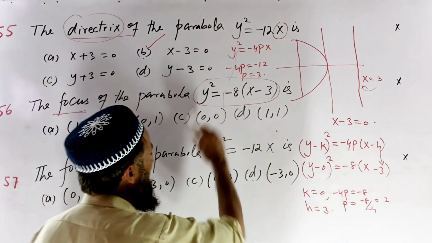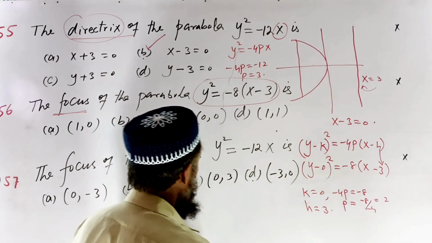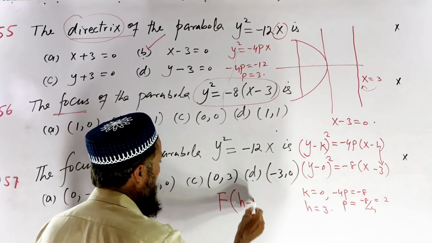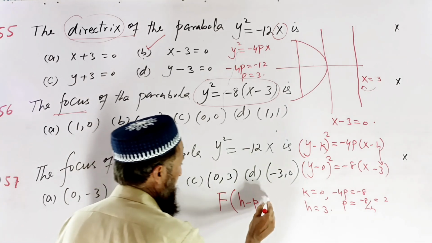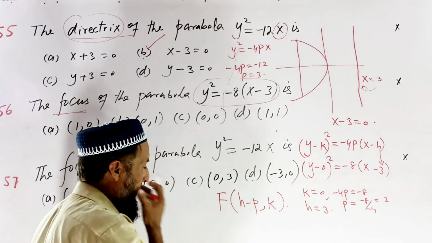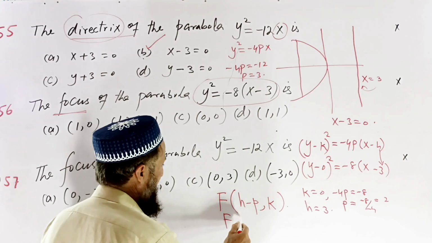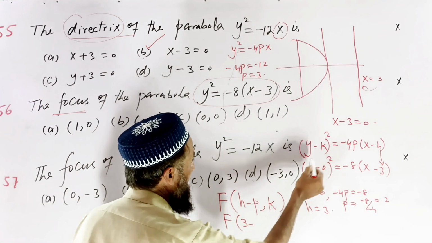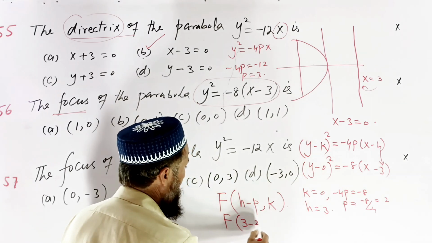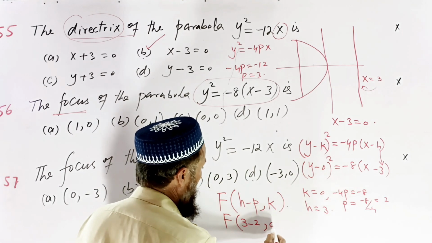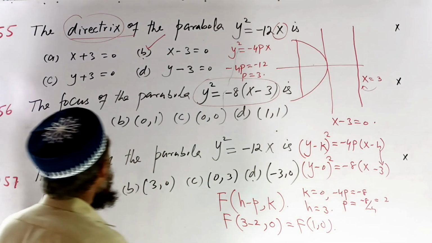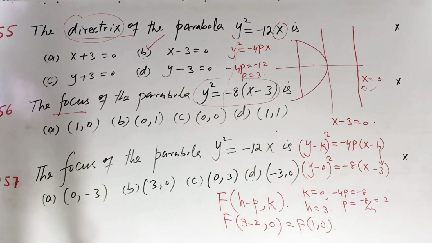The parabola is on the left side. Focus means h minus p, k. So we substitute: h is equal to 3 and minus p is minus 2, and the k value is 0. So we get the focus 1 and 0. The correct option is A, 1 and 0.